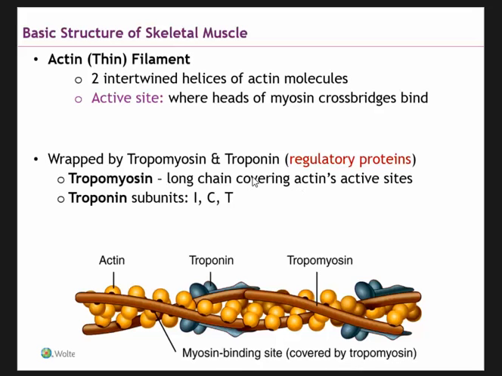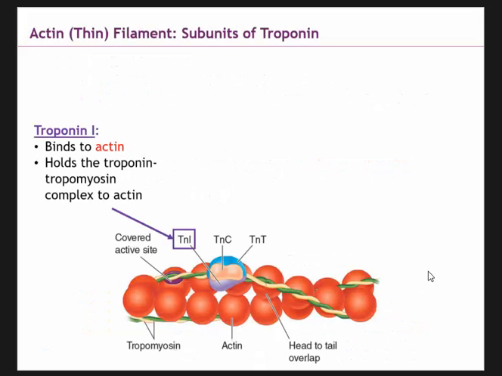So that's the first regulatory protein. The second is troponin. Troponin has three different units, which we're going to learn about on the next slide. But troponin are these little blue dots and these weird looking guys that are just going to hold the tropomyosin in place here. Let's go to the next slide and learn more about troponin.